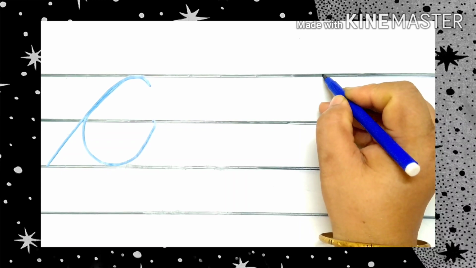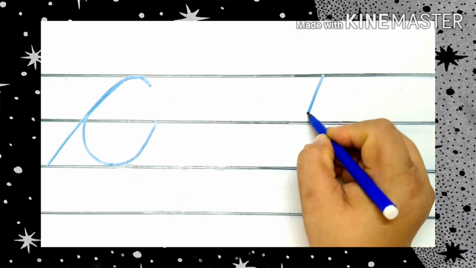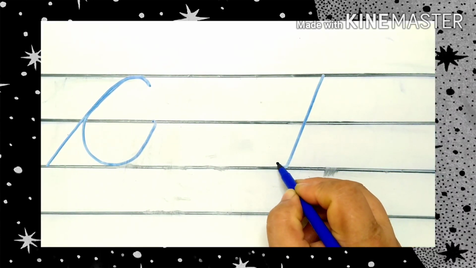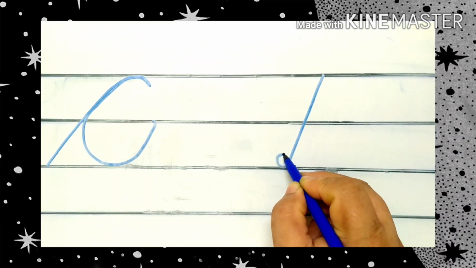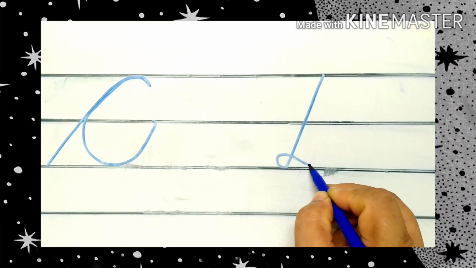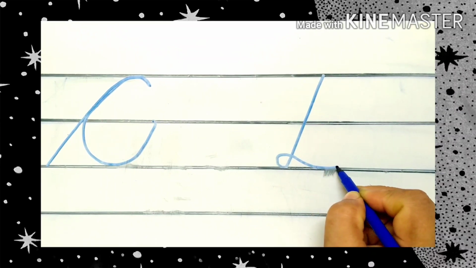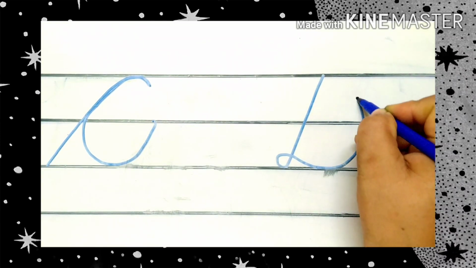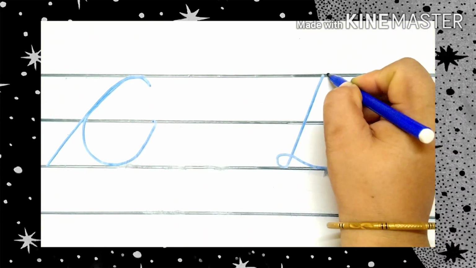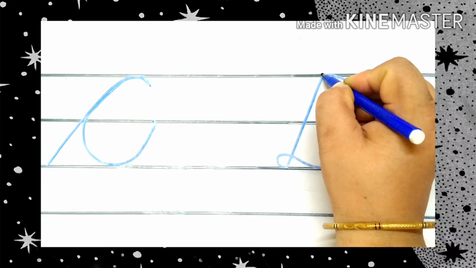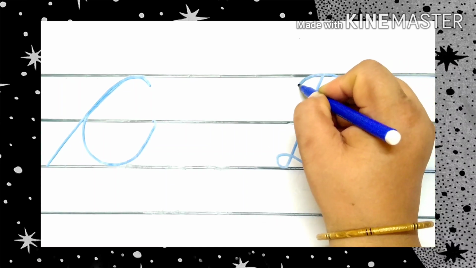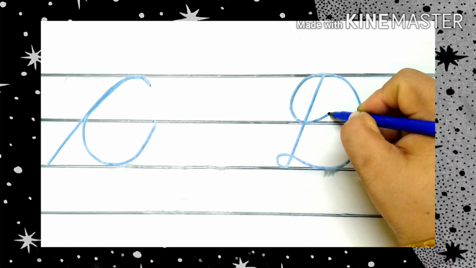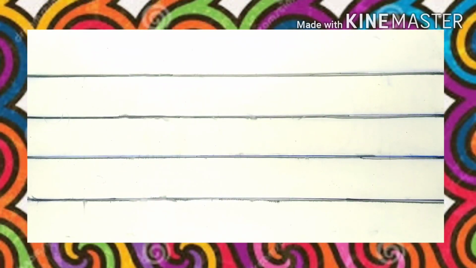Put your pencil on the top line. Make a slant line. Curve it left side and make a loop. Touch it to the third line. And make a curve and touch it to the top line like this. Make a curve, touch it to the second line and make a tail like this. This is D.